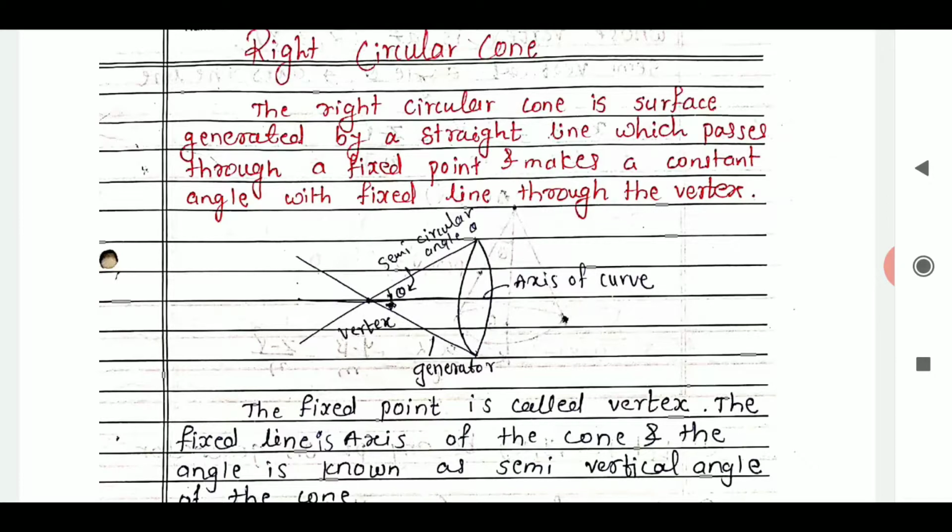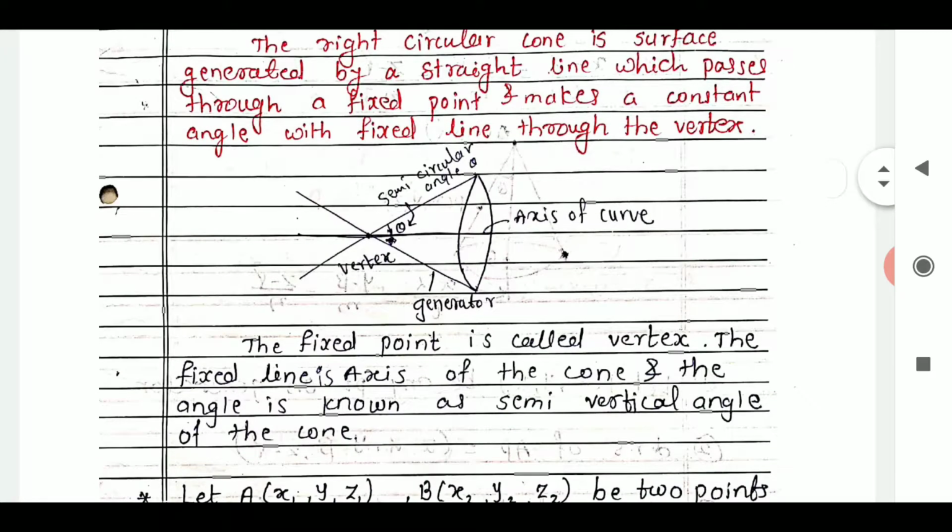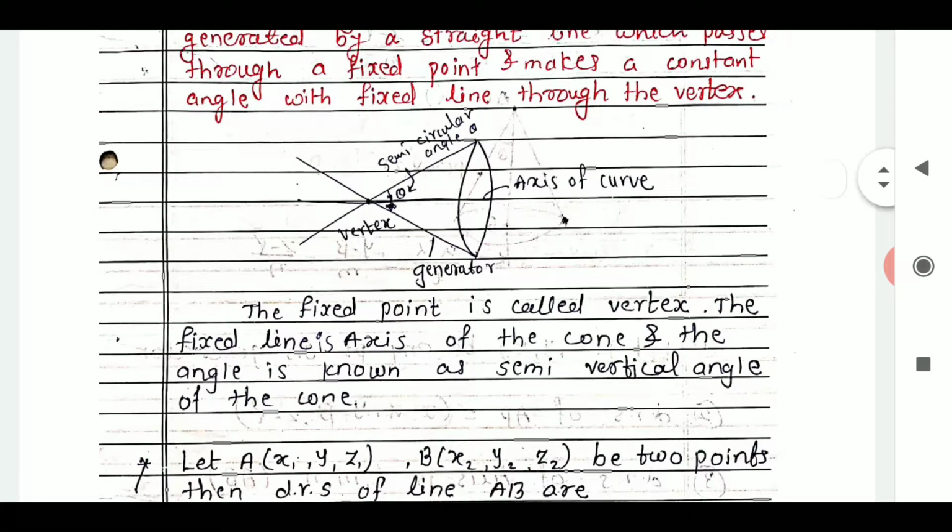Here the fixed line is called the axis of the cone, the fixed point is called the vertex, and the rotating or moving line is called the generator line. And here the angle between the axis and the generator is the semi-vertical angle theta.